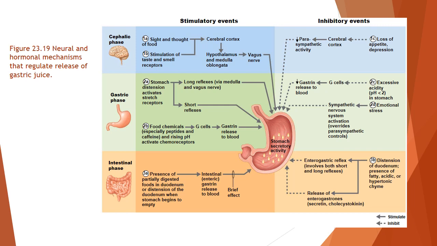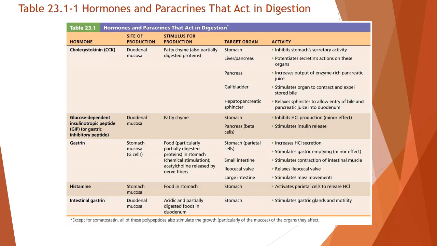So here's a cool little chart that describes all these different steps along the way. Various things lead to inhibition and stimulation in the three different phases: cephalic, gastric, and intestinal. There are events that cause stimulation of gastric juices, and inhibitory events of gastric juices. Hopefully this clears some things up and helps you visualize what exactly is going on.